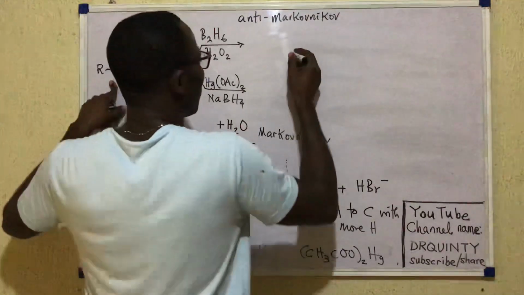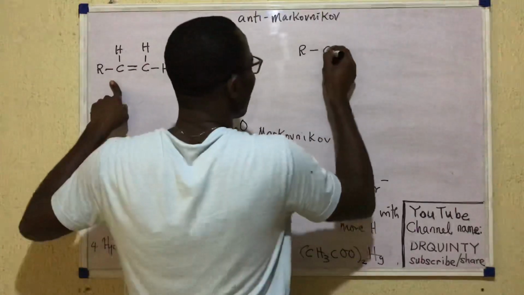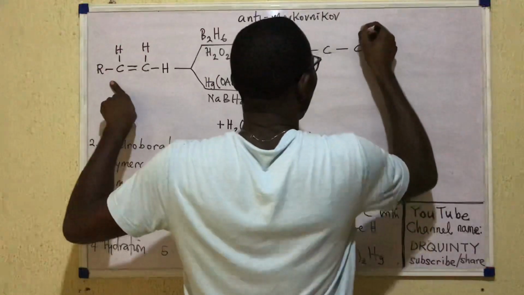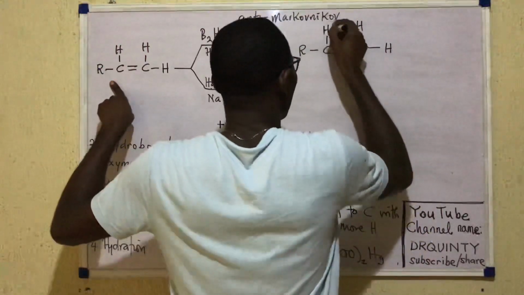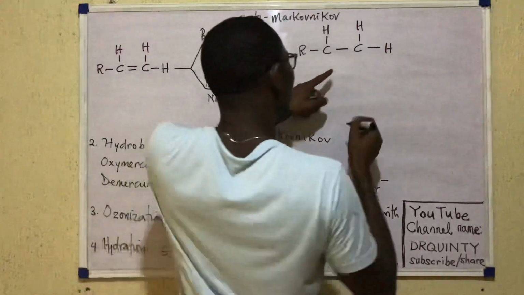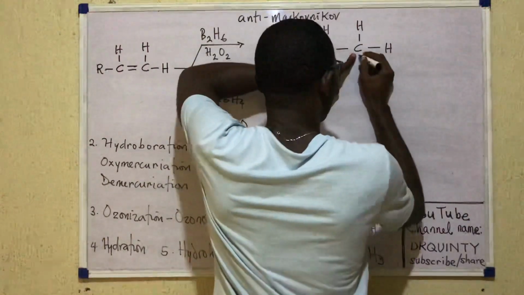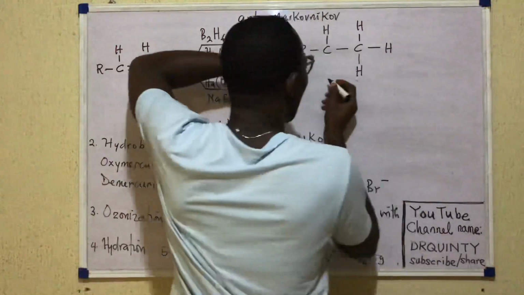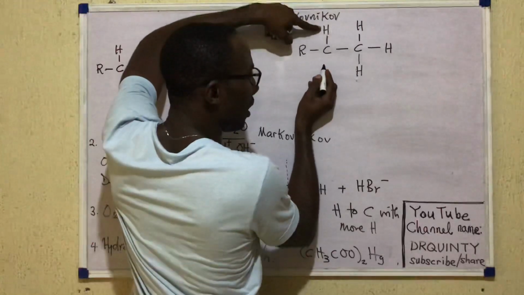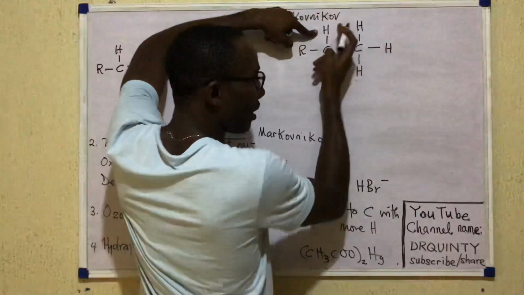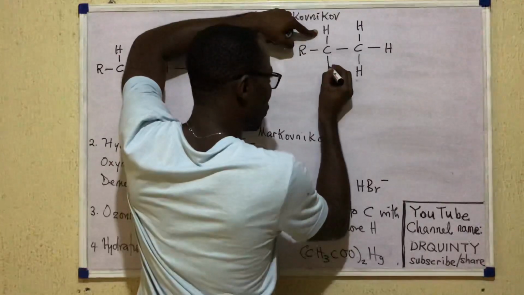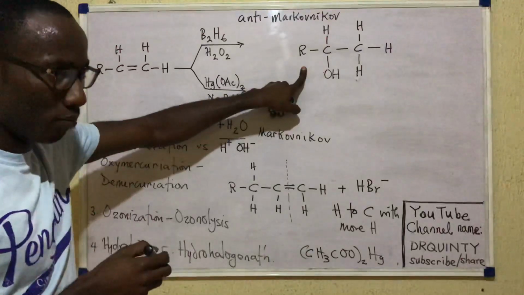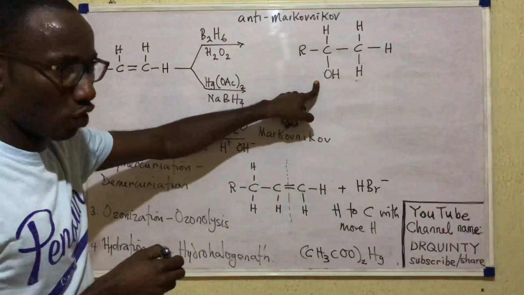In this first case, I would have R, C, single bond C, and then H, then up here H, and up there H. And then this carbon that already has more hydrogen, that's where I'm going to put my hydrogen according to Markovnikov's rule. Then this carbon that has less, in that it has 1, but that carbon has 2, will be the guy to receive my OH group. So this is the alcohol that will be formed according to Markovnikov's rule.